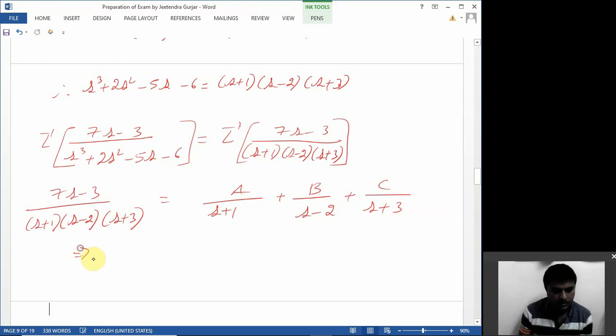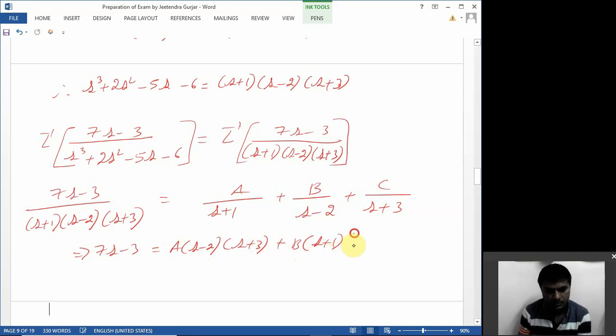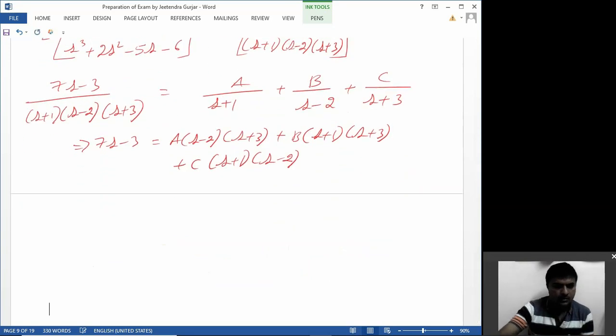So this simplification, quickly, you should be fast, is equal to a into (s minus 2)(s plus 3) plus b(s plus 1)(s plus 3) plus c(s plus 1)(s minus 2). Already we have done so many partial fractions, right? Partial fractions you already studied in 10th, students. Okay, now put values one by one, we will simplify.